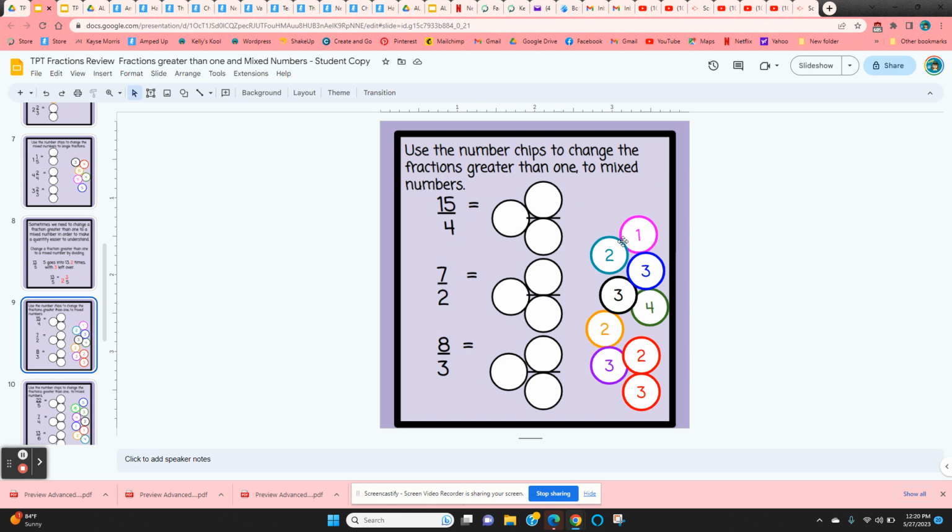15/4, 4 goes into 15 3 times. So to move these chips, just make sure you click and hold on the edge. That gives them their whole number. So you click and hold, and while you're holding, then you can move it wherever you like. So 3 times 4 is 12. That means there's 3 left over. And again, denominator doesn't change.